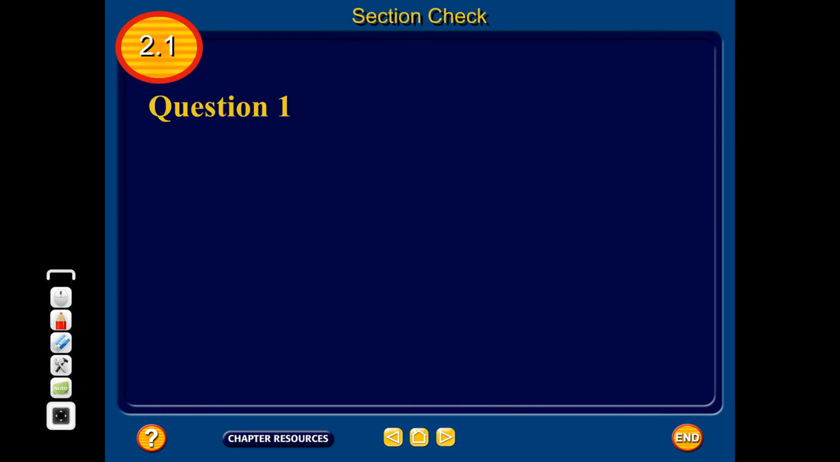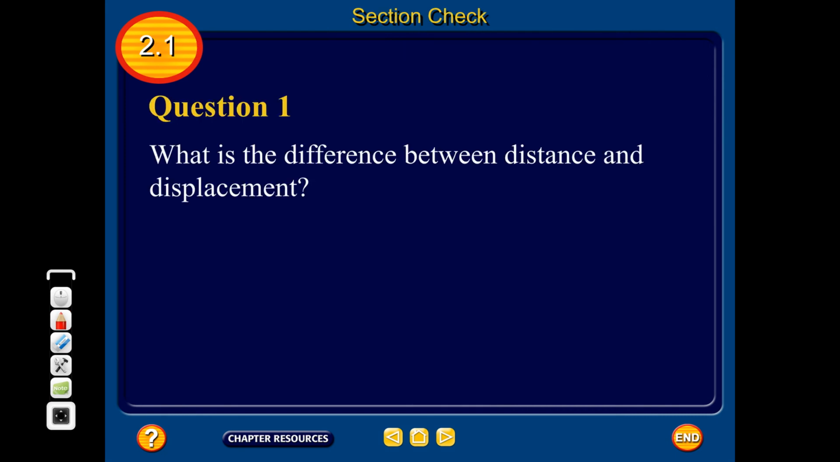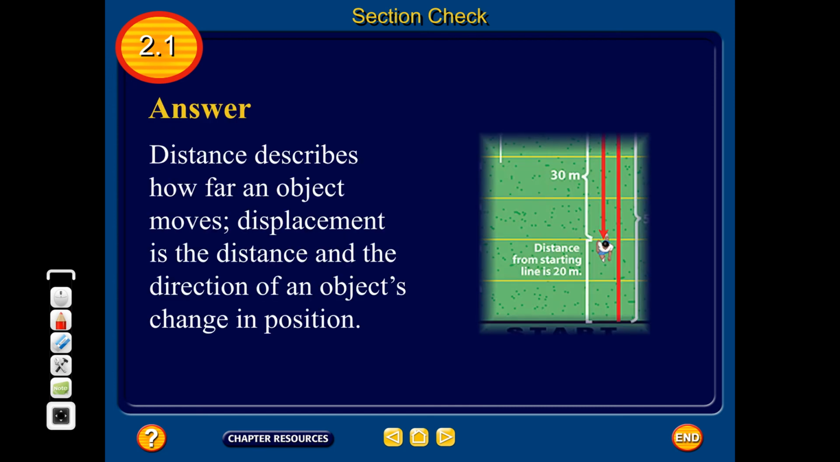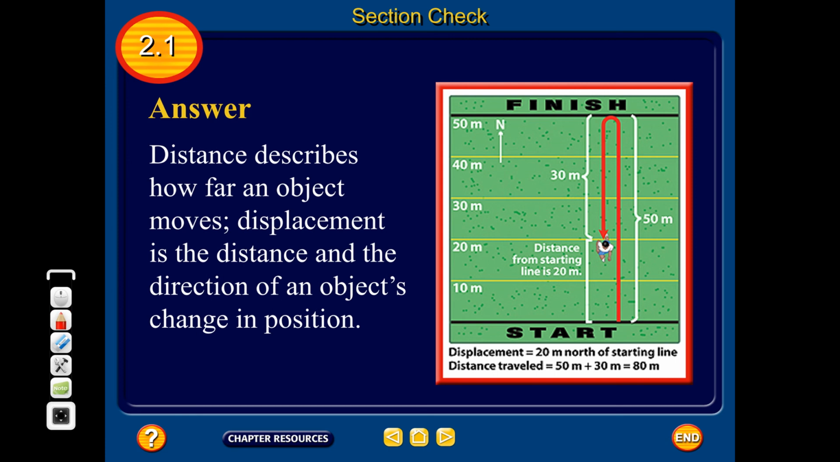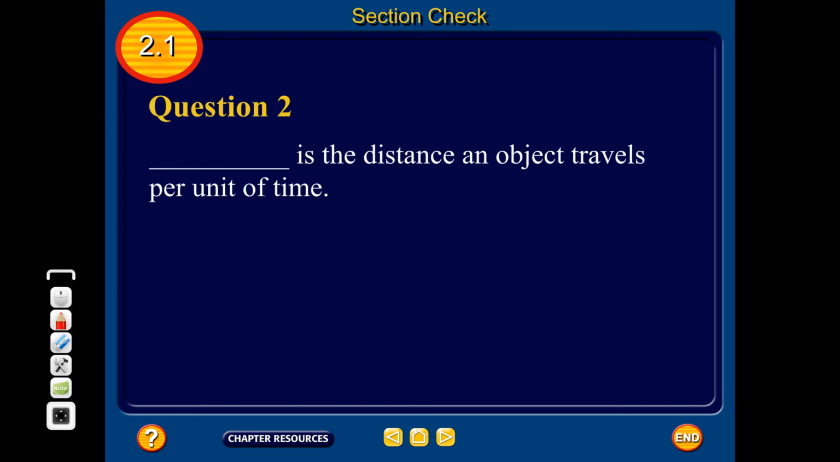Okay? So now we're going to do a couple questions here. What's the difference between distance and displacement? Distance is how far you go. Displacement is how far and in what direction. Okay? Speed, that's basically what we have here. How far you go, distance, and direction.